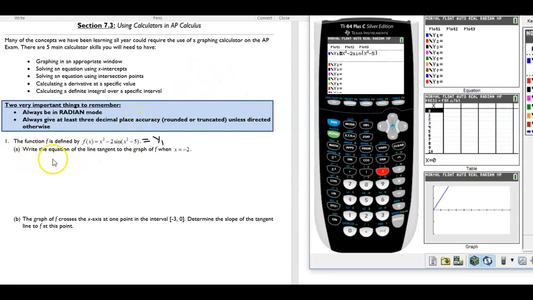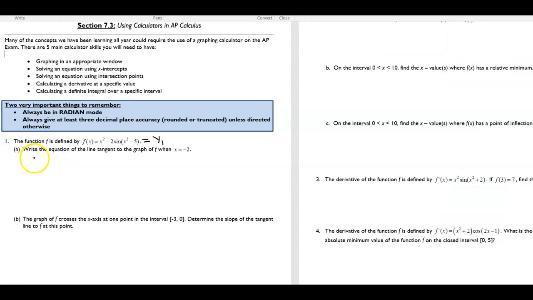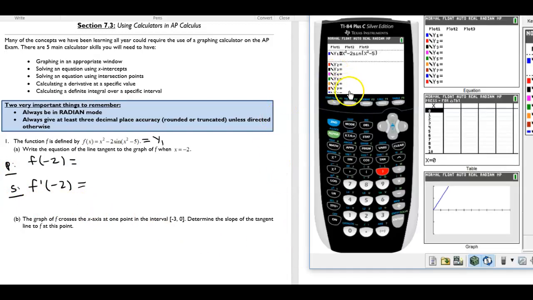In part A, we want to write the equation of the line tangent to the graph of f when x equals -2. We know that we will need a point and a slope to find that out. So f of -2 is our point. f prime of -2 is our slope. Those are the 2 things I need to find. I can find both of those things on my calculator. If I've called this y1, that's acting like my f here.